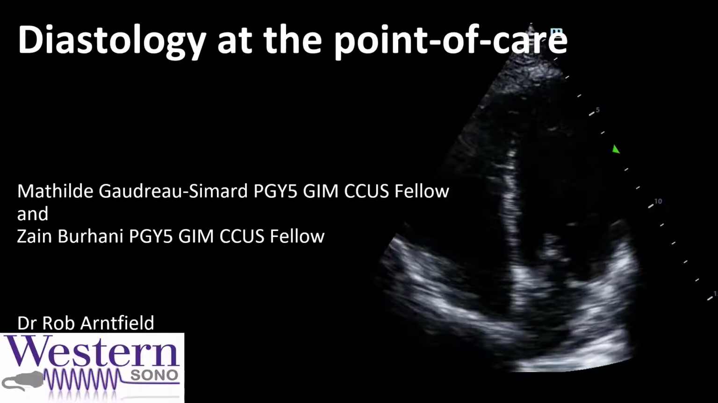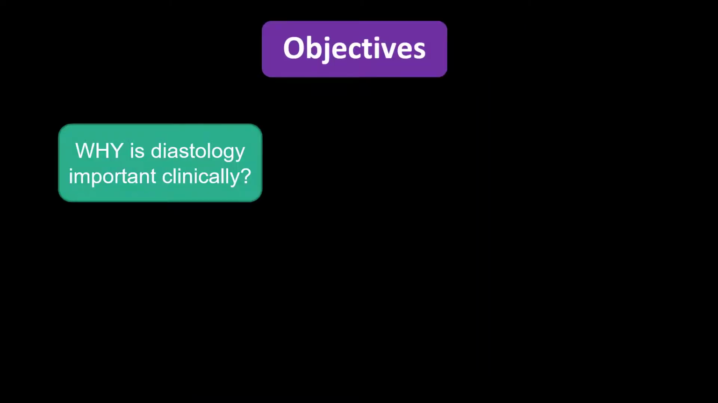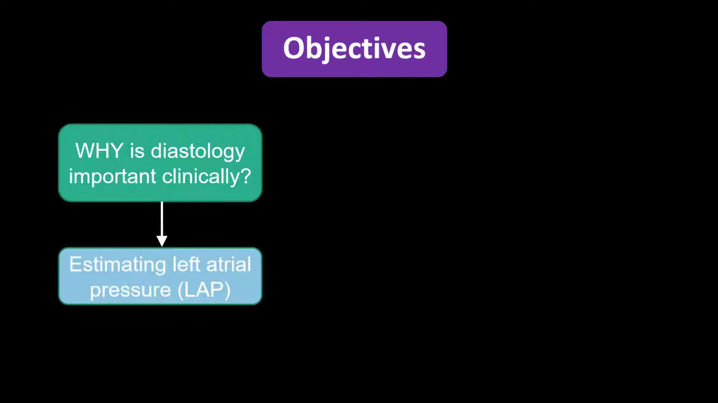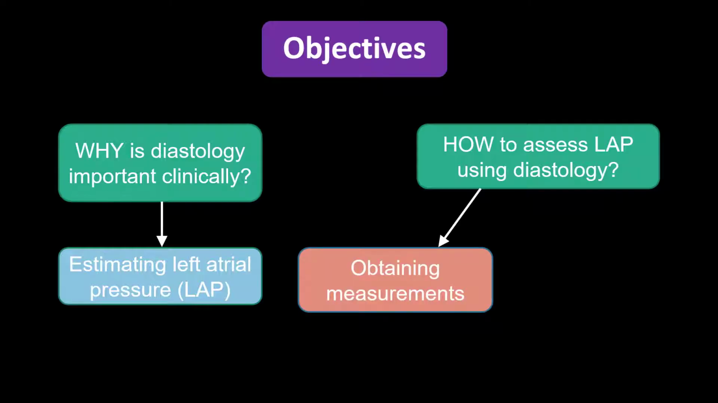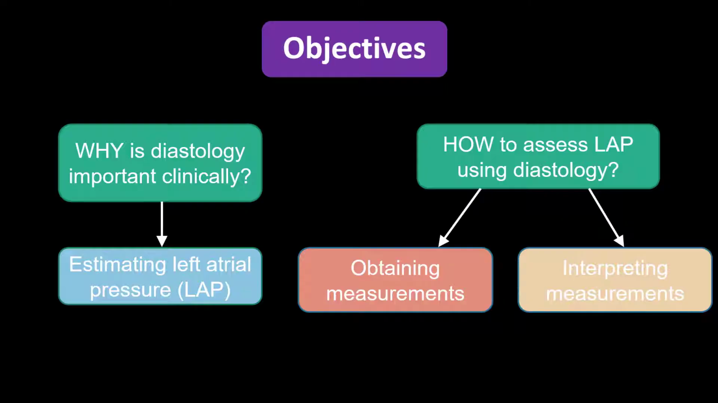So the purpose of our talk today is not to do a deep dive into diastolic dysfunction as interpreted by a cardiologist, but rather to focus on what we think is the most useful clinical parameter of diastolic assessment, which is left atrial pressure. So our objectives for today are first to go through why diastology is important clinically, and that goes to estimating left atrial pressure, how to assess left atrial pressure using diastology. So we're going to take you through how to obtain the measurements at the point of care and how to interpret the measurements. And finally, we'll go through some cases that illustrate how useful left atrial pressure can be clinically.